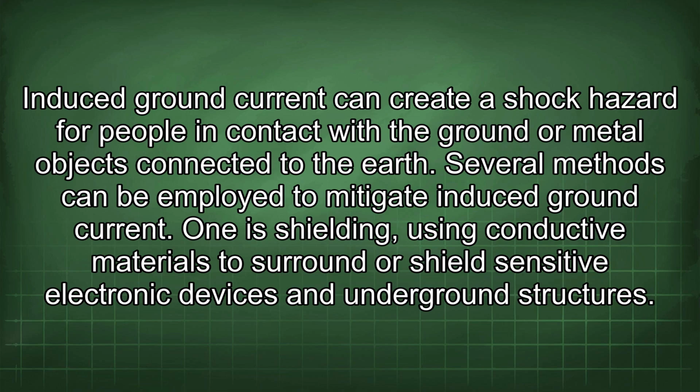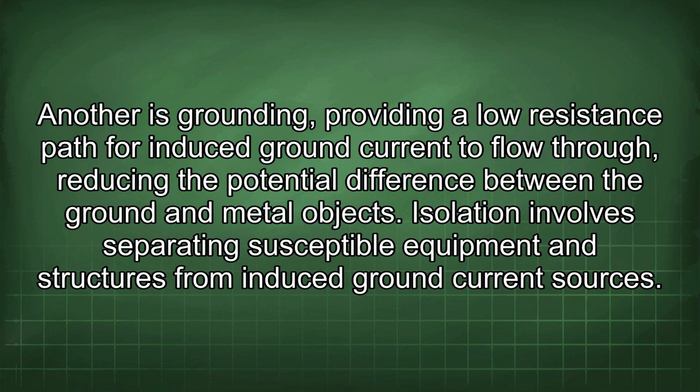One is shielding, using conductive materials to surround or shield sensitive electronic devices and underground structures. Another is grounding, providing a low resistance path for induced ground current to flow through, reducing the potential difference between the ground and metal objects. Isolation involves separating susceptible equipment and structures from induced ground current sources.